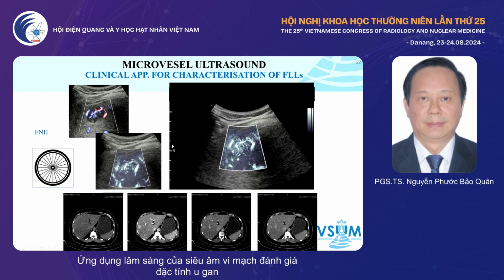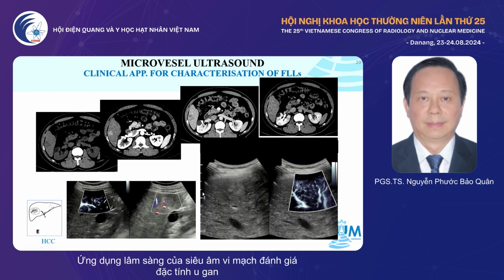This is a case of focal nodular hyperplasia. And see another case of focal nodular hyperplasia with the spoke-wheel pattern inside. And this is the CT scan of the patient. And this is a patient with chronic hepatitis B.